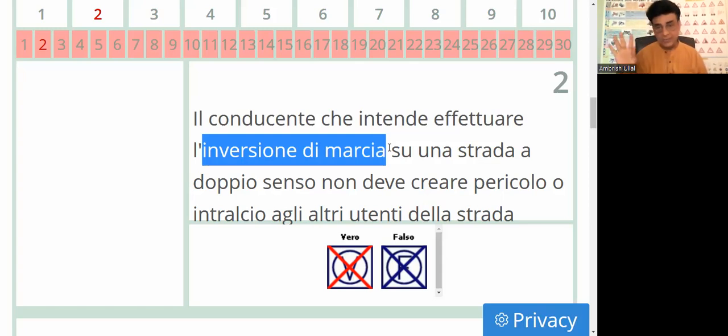If you know this word, do not write. Inversione di marcia means taking a U-turn. So those people, you take a picture and write down that it means U-turn.